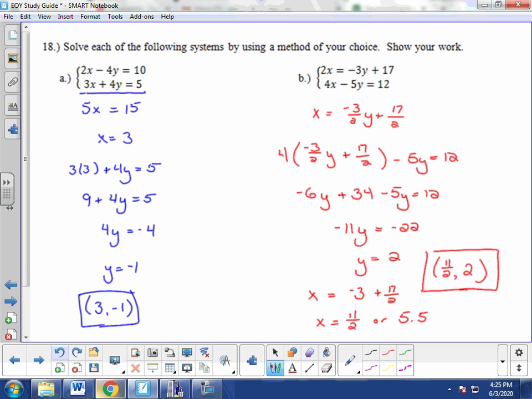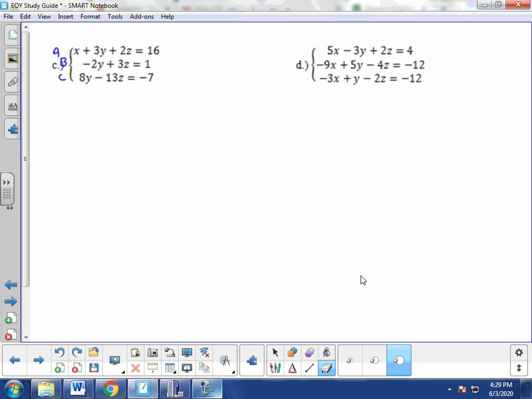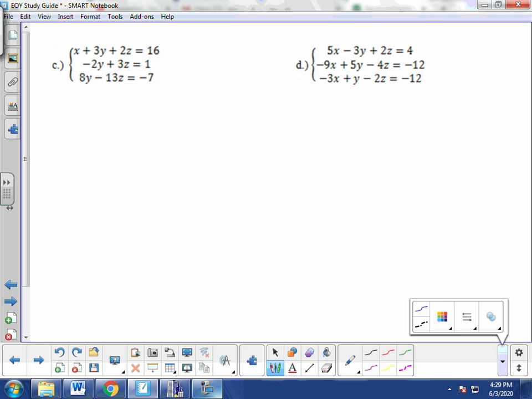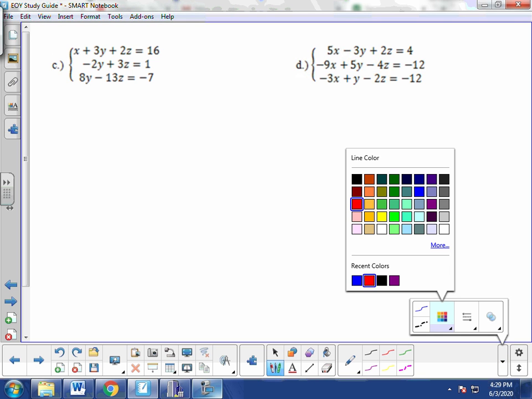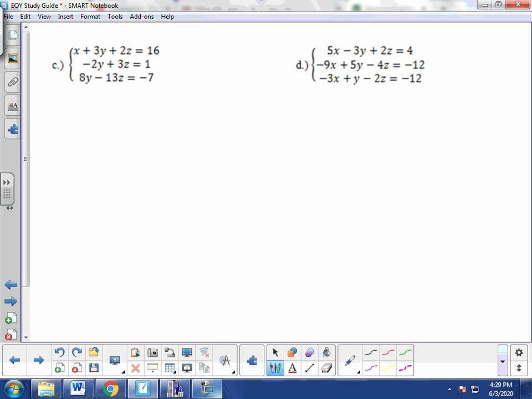So if I graphed that ordered pair, their intersection would be 11 over 2, 2. Okay, let's go ahead and take a look at C. Now we're dealing with three variables and three equations. What I want to do here is ideally break down these equations, which I'm going to letter A, B, and C, into a linear system with just two equations and two variables.